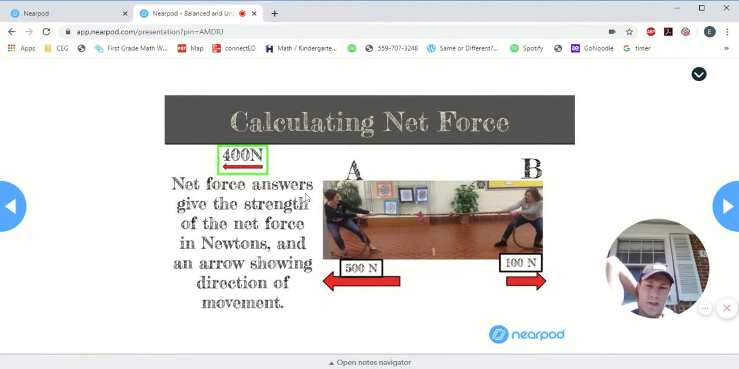Net force answers the strength of how many newtons and an arrow showing the direction of the movement. So when you're telling the net force, you need to tell the strength and the direction. So if you just wrote 400 newtons, you'd be wrong because it wouldn't tell me what direction. So you need to be able to tell me both the strength and the direction.